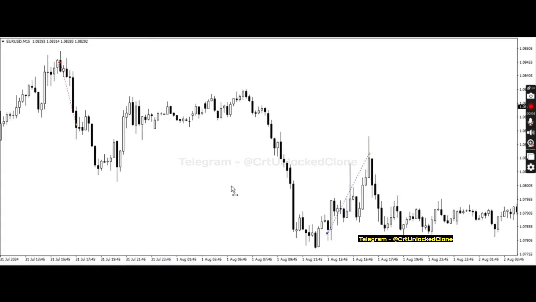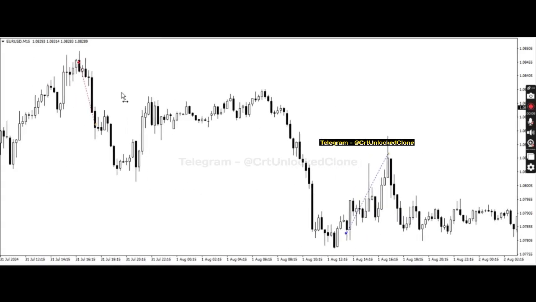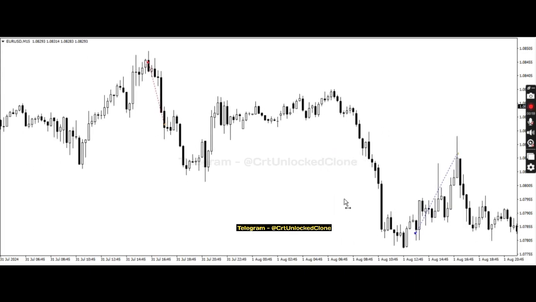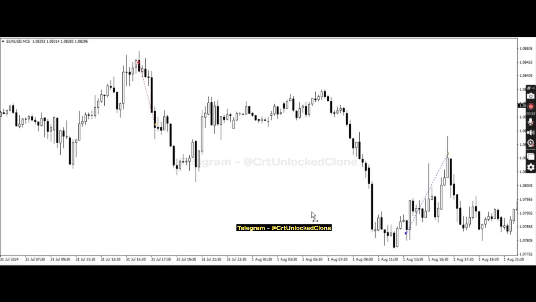Now right here you can see that this is my execution of that turtle soup entry, right? My stop loss was around 8 pips, and then I targeted this CRT low right here, and that was my trade. I also took this trade right here on Thursday. If you want me to break down this trade as well, and what were the factors that led me to taking this trade, then you can let me know, right?